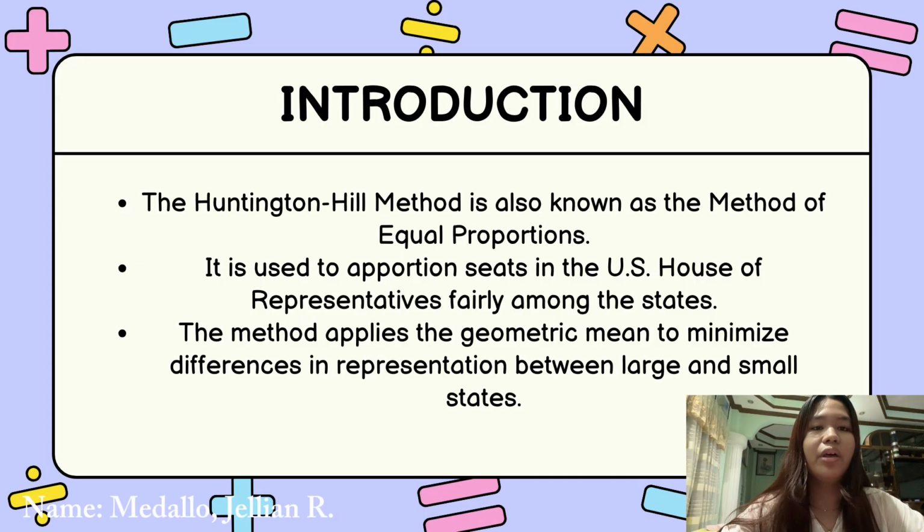Here we have the introduction to the Huntington-Hill method, also called the method of equal proportions. This method is mainly used to divide or apportion seats in the U.S. House of Representatives fairly among the states. What makes it unique is that it applies the geometric mean, which helps balance out the differences in representation between large and small states, making the process more equal and fair.